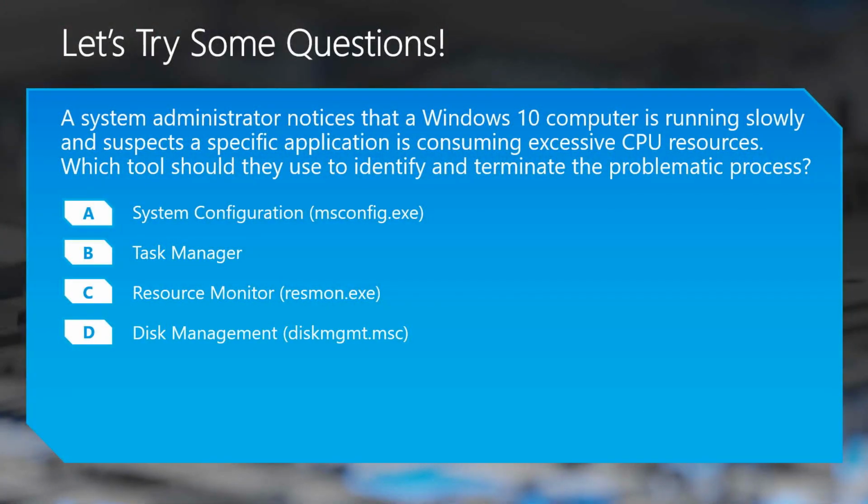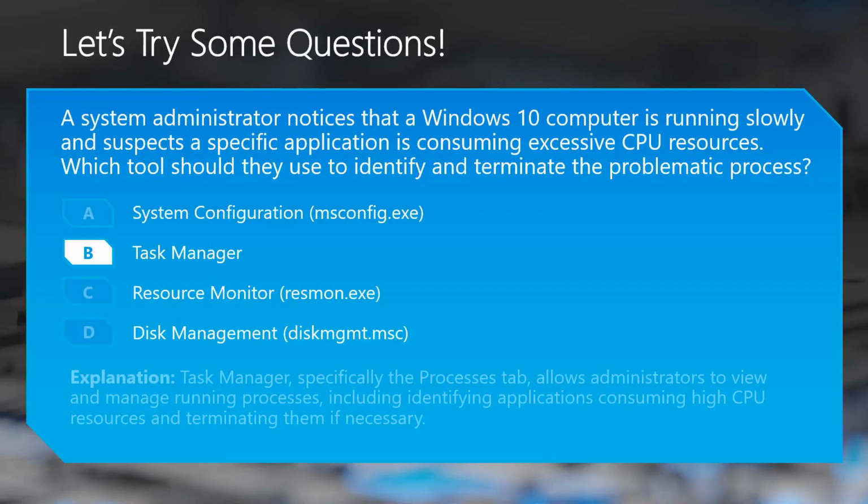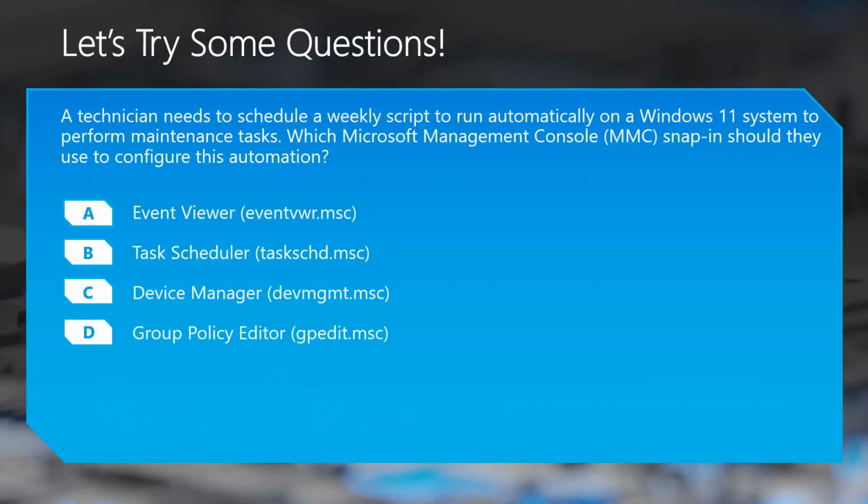A system administrator notices that a Windows 10 computer is running slowly and suspects a specific application is consuming excessive CPU resources. Which tool should they use to identify and terminate the problematic resource? So again, in this particular case, it's possible that there may be more than one answer, but the one that's the most obvious here is Task Manager. You can go to the Processes tab. You can view and manage processes, including identifying applications consuming high resources and terminating them.